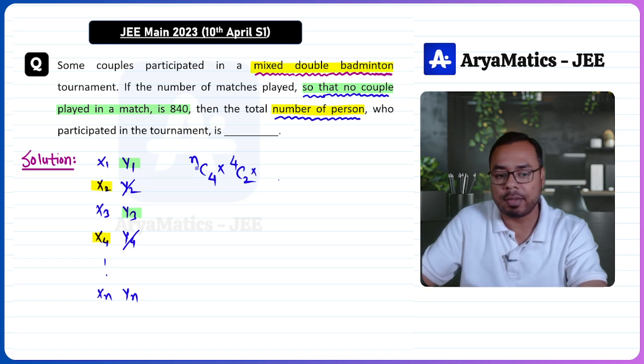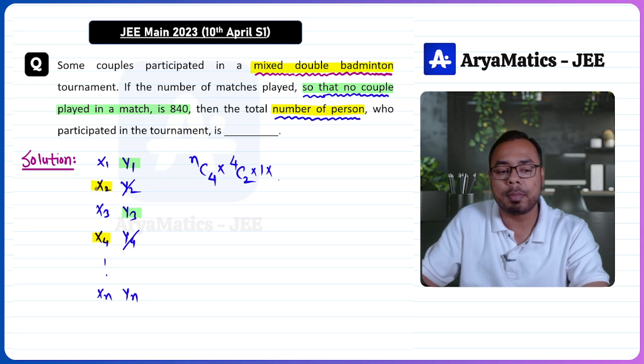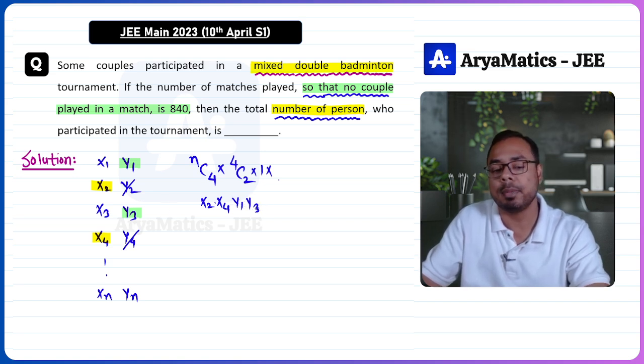So for NC4, the number of ways of selecting any four out of these n couples. Then for C2, the number of ways of selecting any two male, or you can select female also. And once you have selected x2 and x4, the other two female must be y1 and y3. So there is only one way of selecting female. Now remember, these are the players that you have selected: x2, x4, y1 and y3. So clearly you can see no couples have been selected.